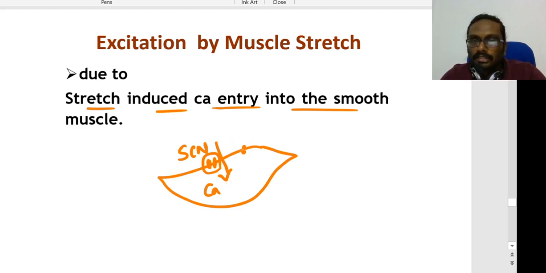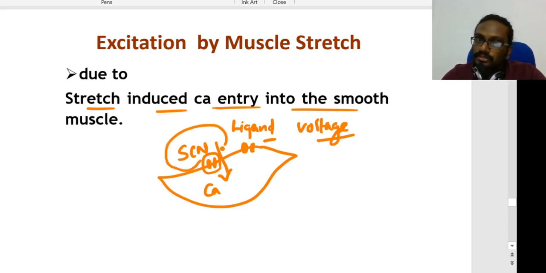Similarly, we have other channels we have learned about, ligand gated channels. We have learned about voltage gated channels. So there are channels that open with many kinds of stimulus. Voltage can induce opening of channels. Ligand can induce opening of channels. In the same way, stretch can induce opening of channels. The presence of such stretch induced channels is what causes contraction of smooth muscles just by stretch.